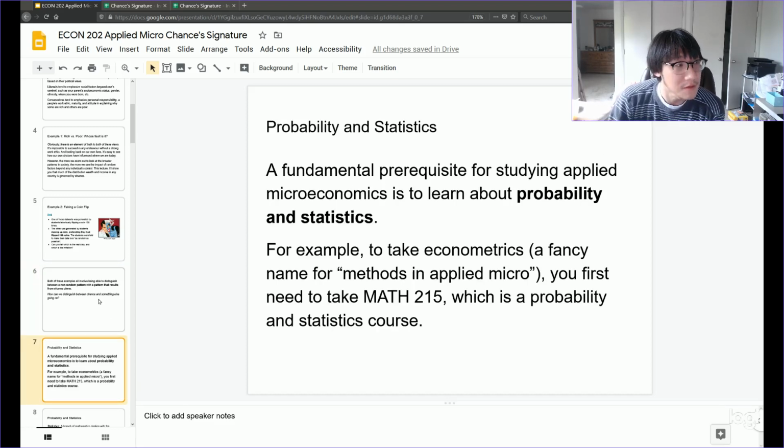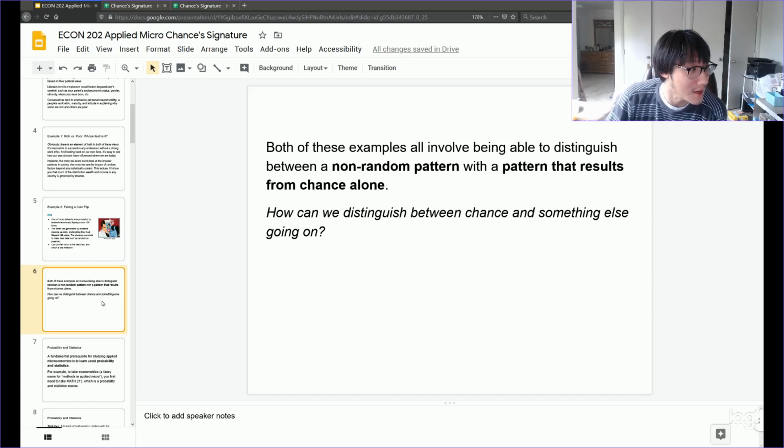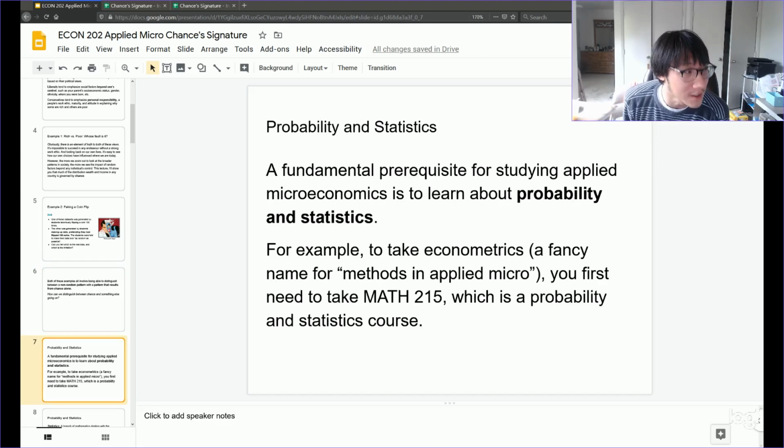You see, before you learn applied microeconomics, before you learn to study data, usually a prerequisite to doing that is to understand something about probability. Probability is the basis of the branch of mathematics known as statistics. And of course, statistics is the branch of mathematics relevant to the study of data. Now, this is reflected in, for example, the way the courses are scheduled in CNU. To take econometrics, which is basically just an applied micro class, you first need to take Math 215, which is a course in probability and statistics.